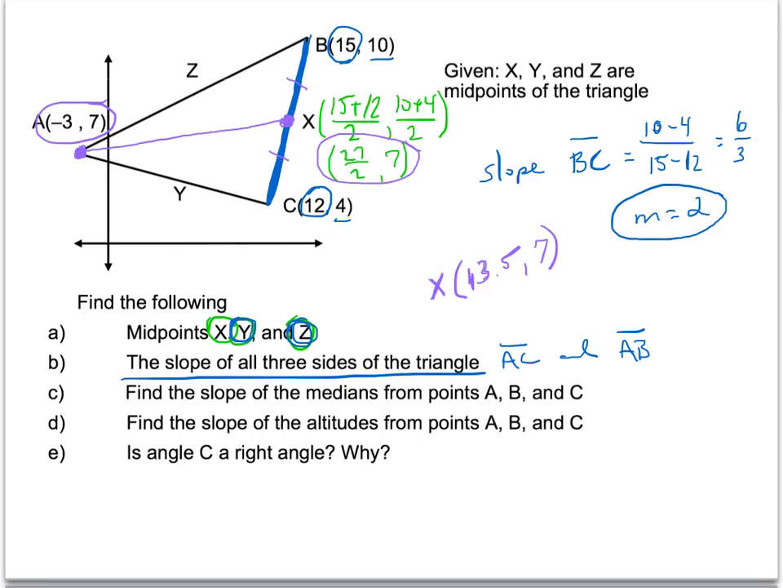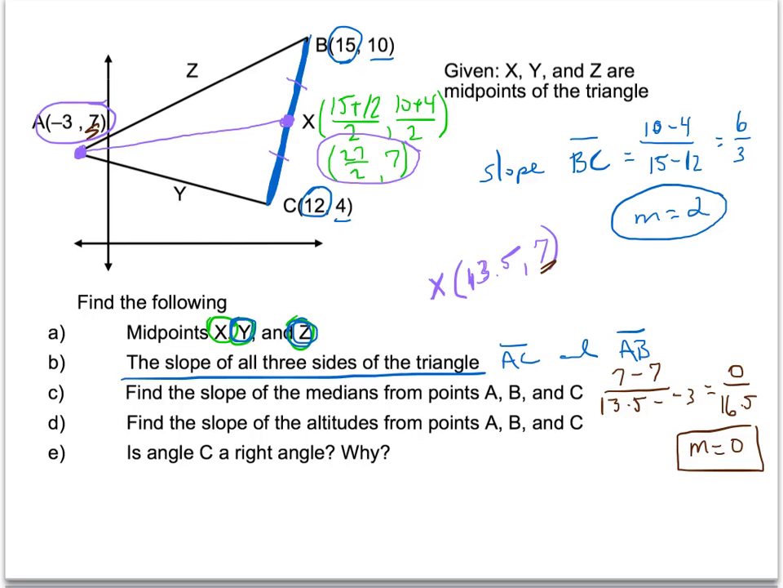So, I'm going to take 7, let me change colors here, 7 minus 7, and divide that by 13.5 minus a negative 3. And I lucked out a little bit here because I end up with a slope of 0 over 16.5. And regardless of what the denominator is, I know that my slope is going to be 0. So the slope of that line is 0. Now, it doesn't really look like it from my diagram because I don't have a perfectly drawn diagram, but that is the case. The slope is 0.